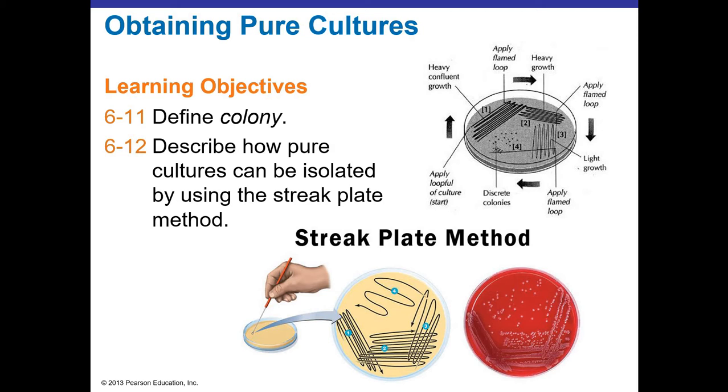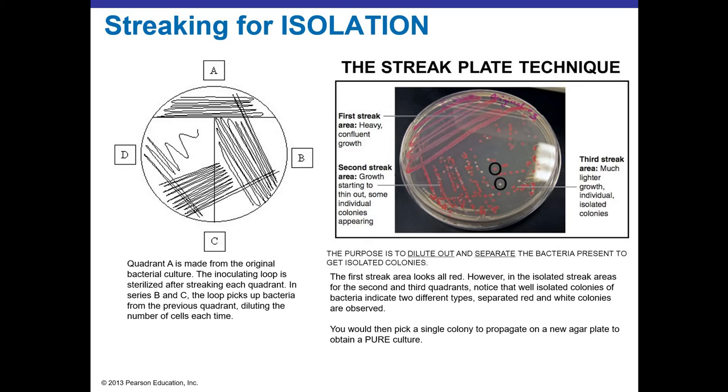You keep doing that again, applying the flame, then cool it, streak through the previous quadrant, streak down the agar, and most of the time we do what's referred to as a 4-quadrant streak. You have to get really good at this if you're working in a clinical microbiology lab, because you have to be able to obtain good isolated colonies as seen here on the blood agar plate. So a microbiologist is going to spend a lot of time streaking for isolation.